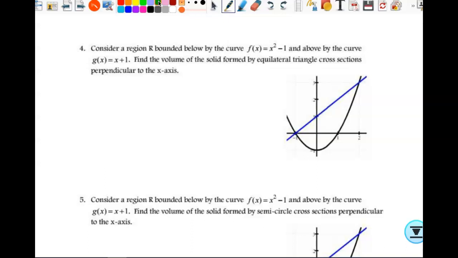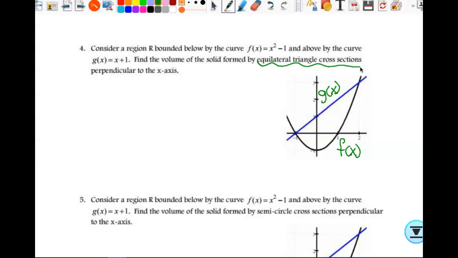All right, so now we're doing the same region, same function. So this is f of x. This is g of x. We have equilateral triangle cross sections. Who's up next? Show us your beautiful triangle cross sections. Your dinosaur. Turn it so they can see the side. All right, good job, guys.